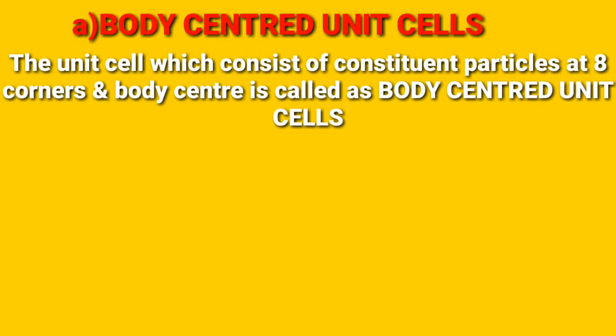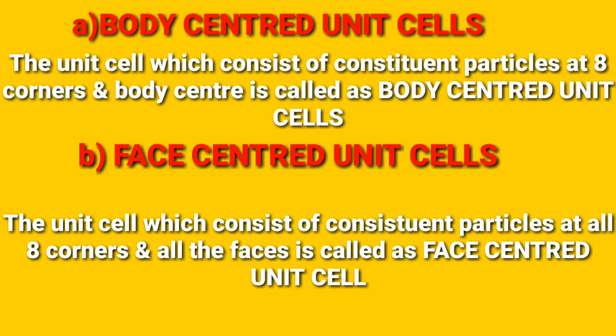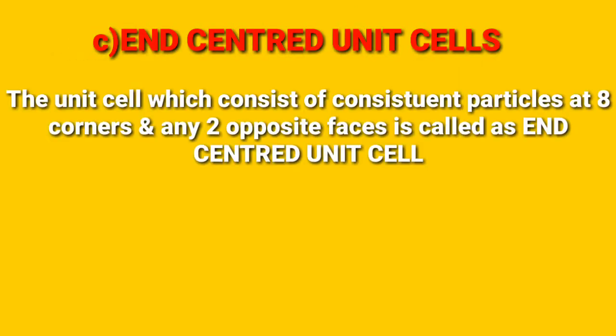Body-centered unit cell. The unit cell which consists of constituent particles at 8 corners and the body center is called body-centered unit cell. Face-centered unit cell. The unit cell which consists of constituent particles at all 8 corners and all the faces is called face-centered unit cell. End-centered unit cell. The unit cell which consists of constituent particles at 8 corners and any two opposite faces is called end-centered unit cell.